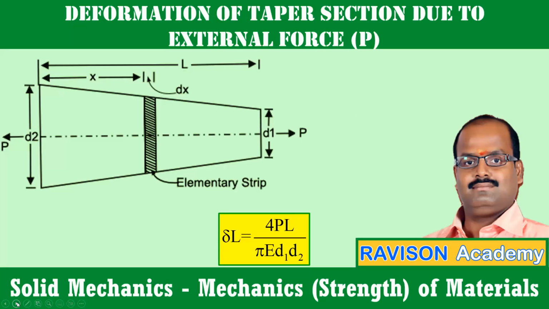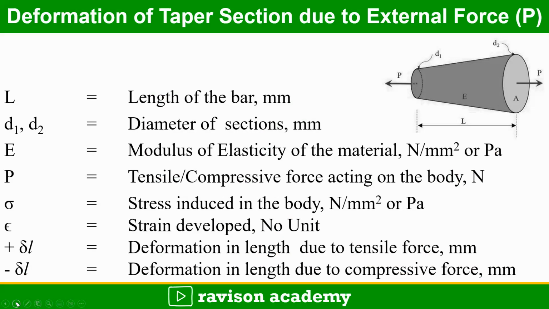Coming to the deformation of the taper section due to the external force. This taper section has two diameters, varying from D1 to D2, with length L. The Young's modulus of the material is E in Newton per meter square or Pascal, and the load applied may be a tensile load or a compressive load in Newton. The stress induced in the body is taken as Newton per mm square, and strain will be developed. The strain has no unit. If the force applied is compressive, the deformation will be negative. If the force applied is tensile, the deformation will be positive.